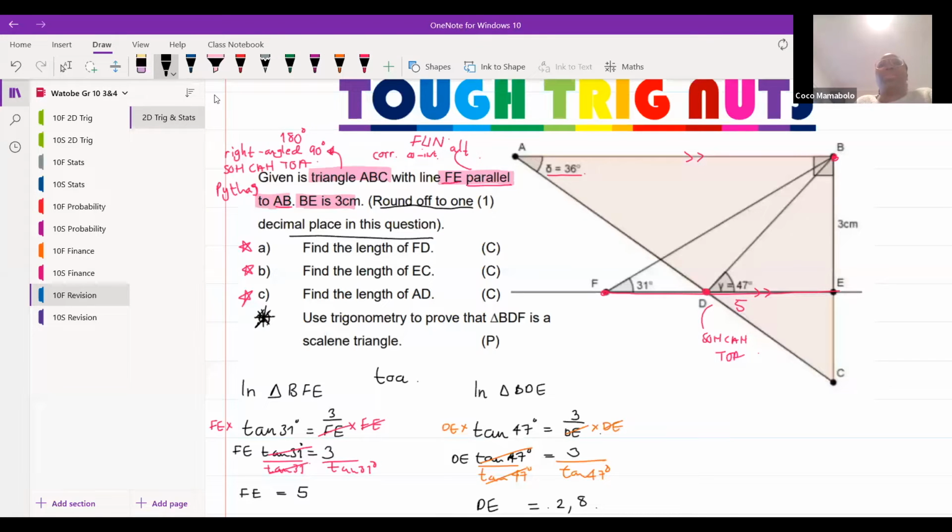Okay, great. You've done half the work. You've got the distance of FE and you've got the distance of DE. Now, how do we find the distance of FD? Now we're going to use our FE and DE and subtract them to find FD. FE minus DE will equal FD. So we're now going to get 5 minus 2.8, and that will give us 2.2.